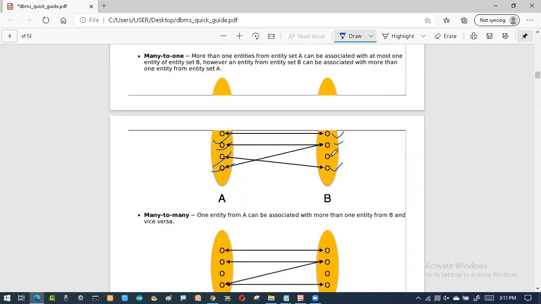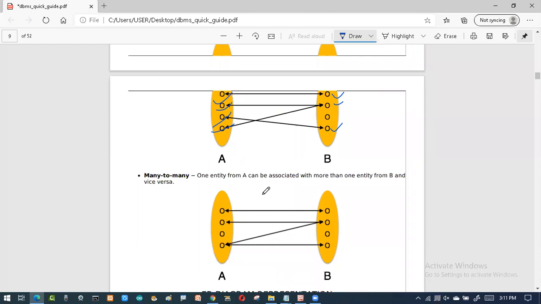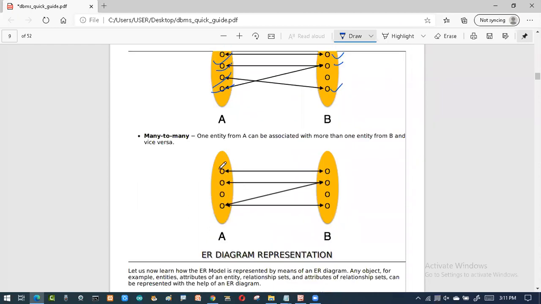Now when I'm talking about many to many, it is on both sides. The entities will interact with each other or share information among themselves. So it is associated with more than one entity, from A to B and B to A. Like this, we have the many to many concept. So this is about the relationship.